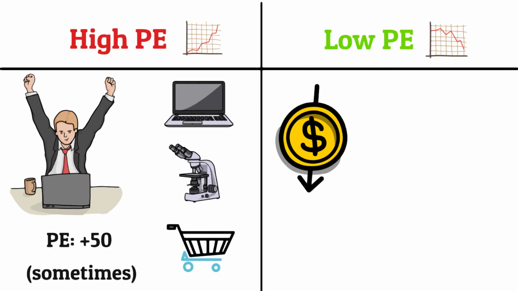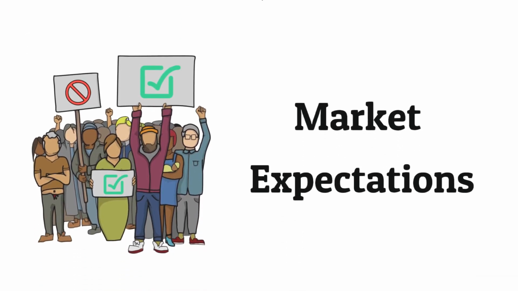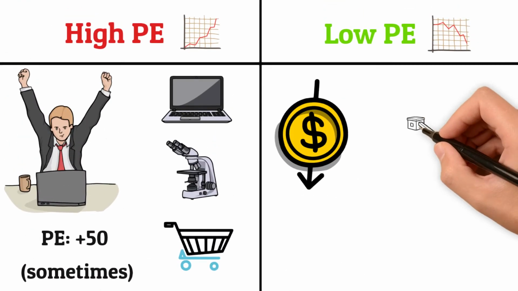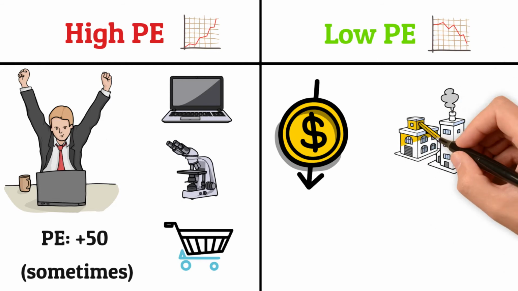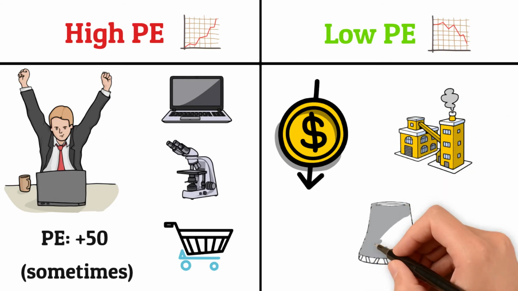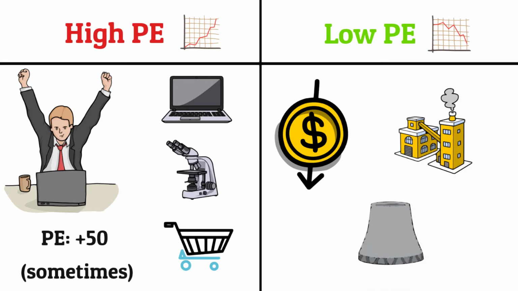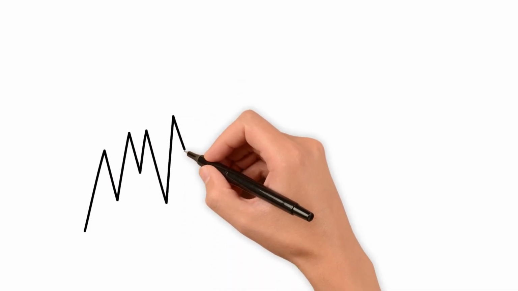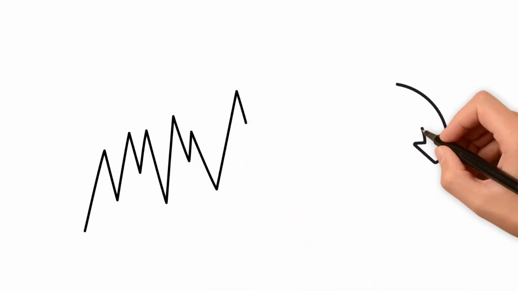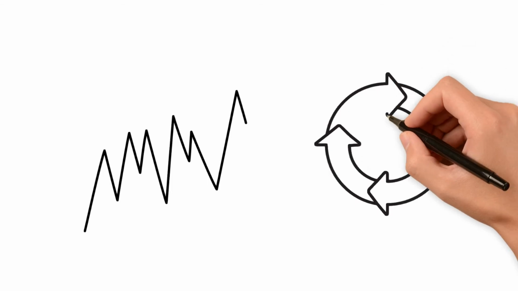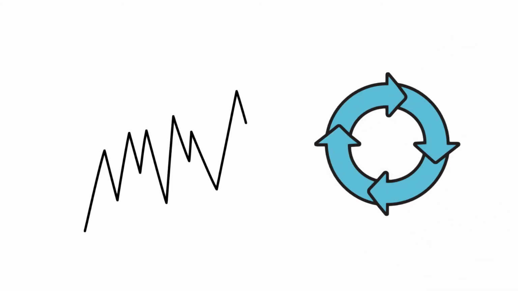For example, a tech startup with innovative products might have a PE of 50 or higher, as investors anticipate significant profit growth. Low PE ratios, mature or cyclical industries. Sectors like utilities, manufacturing, or energy often have lower PE ratios. These industries tend to grow more slowly or have earnings that fluctuate with economic cycles, so investors are less willing to pay a high premium for current earnings.